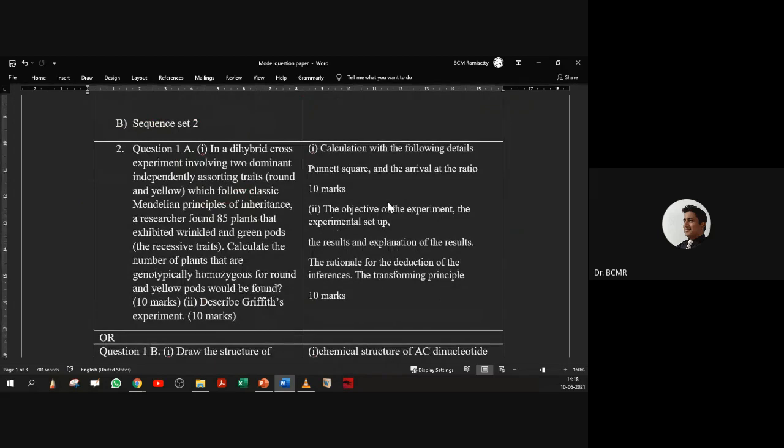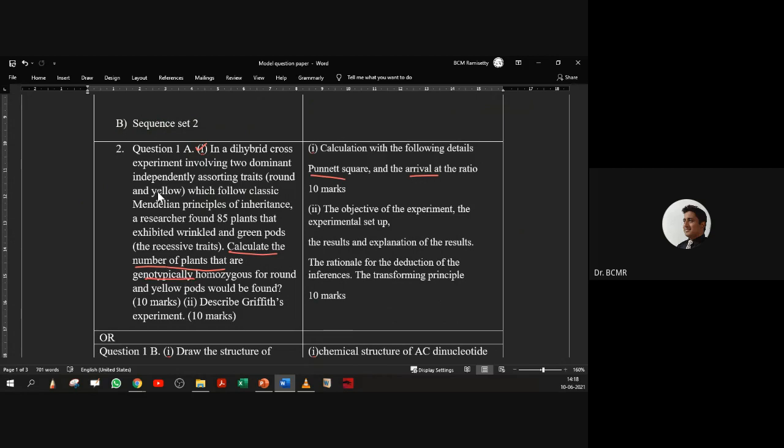But otherwise, questions will be like this. For example, based on Mendel's laws, a question will be given, which is a description of a problem. And you should be able to draw a Punnett square, if required, and arrive at the ratio. Based on that, you should be able to answer, say, a question about calculating the number of plants that are genotypically homozygous.